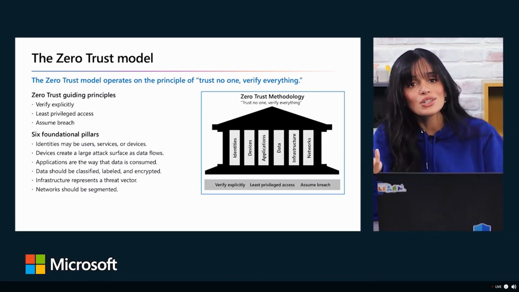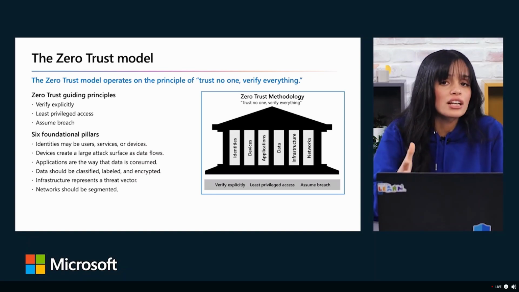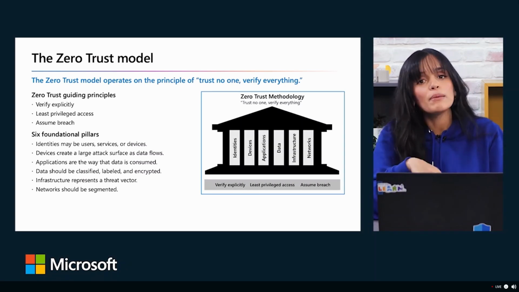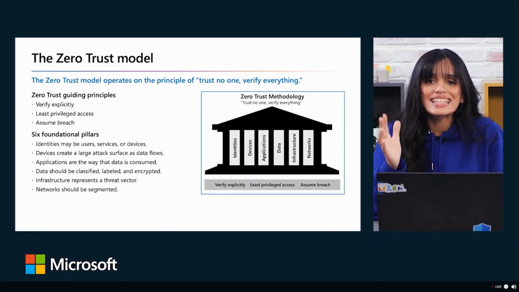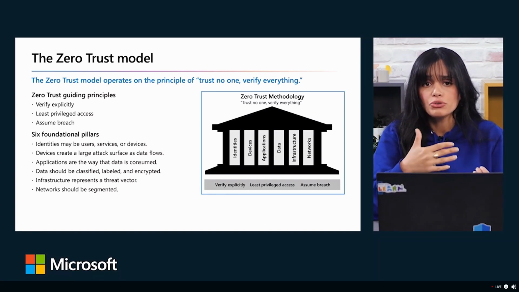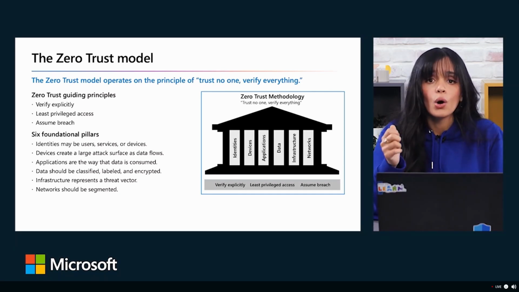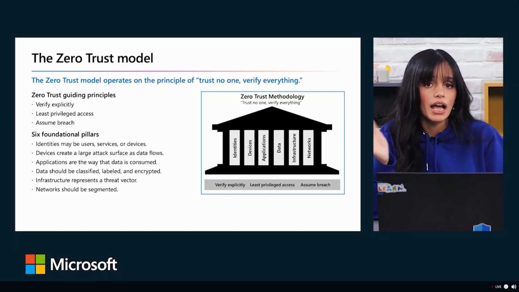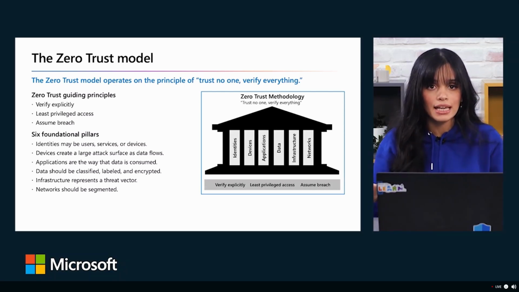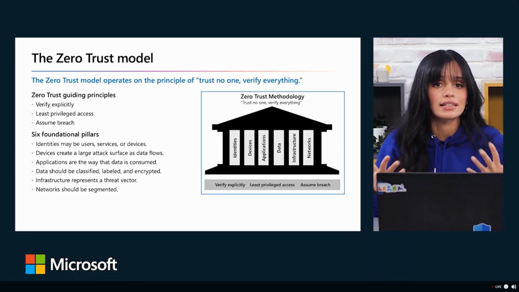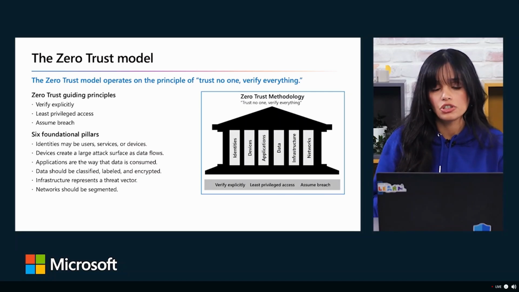Now, this approach should be extended to your entire digital estate. And it's not just used as a philosophy, but also implemented as an end-to-end solution. And you can do this by using the 6 foundational pillars that we have in the Zero Trust model. In the first pillar, we look at identities, and we want to talk about users, devices, services, applications, all these identities that can be authenticated and challenged with stronger authentication.